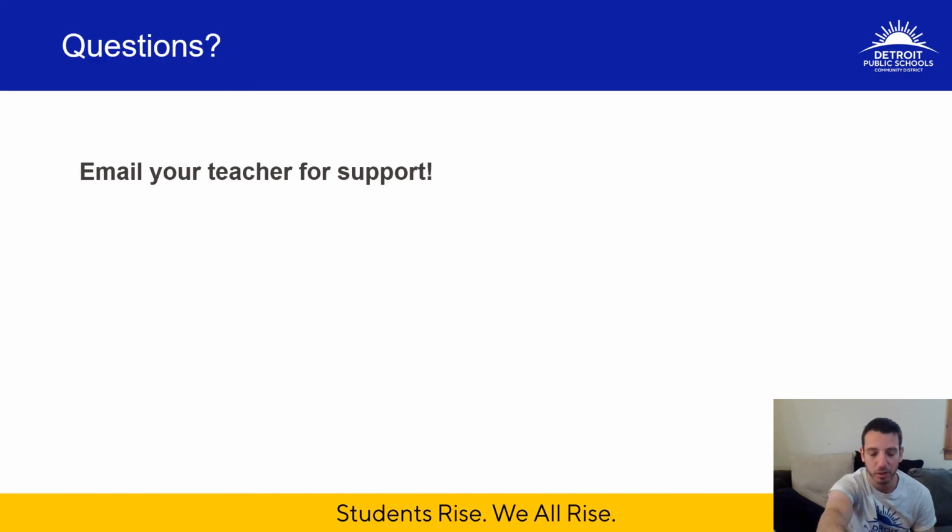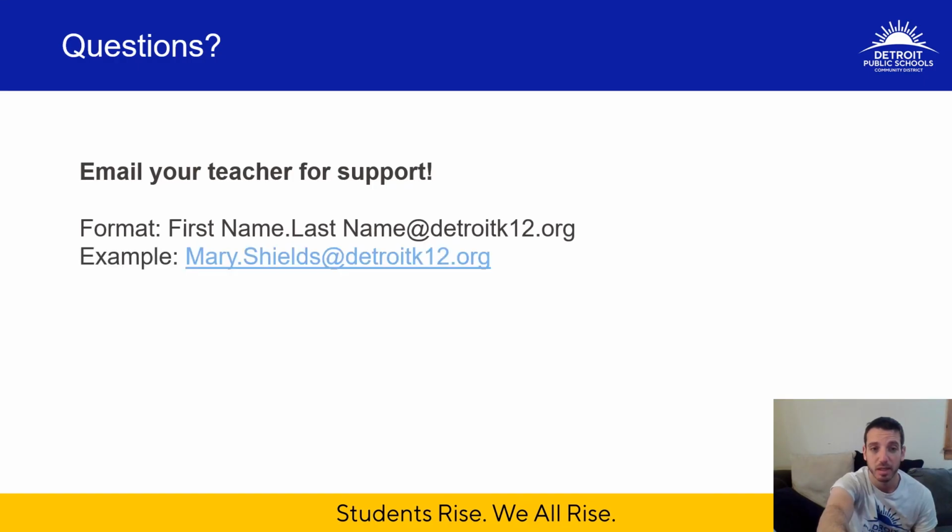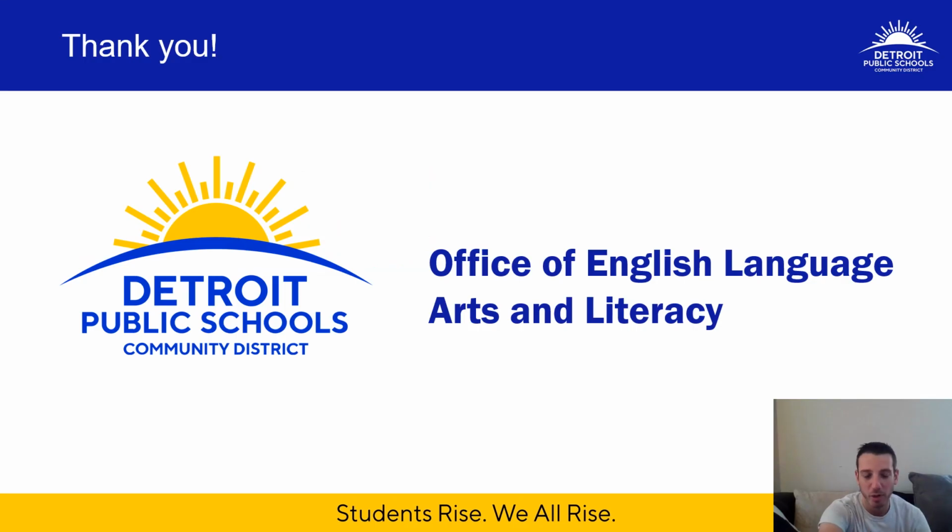You may already know their email address, but in case you don't, I wanted to tell you that every single teacher across the district has the same format for their email. It's their first name dot their last name at DetroitK12.org. If you don't remember their first name, you can go on PowerSchool and their first name should be listed there under your schedule. For example, if your teacher's name was Mary Shields, her email address would be mary.shields@DetroitK12.org.